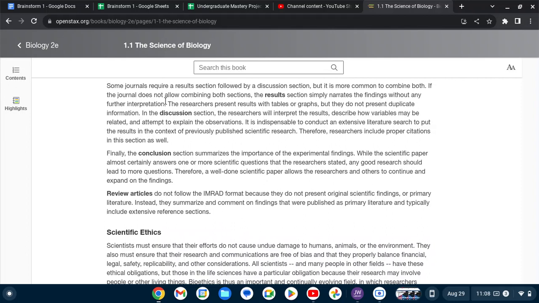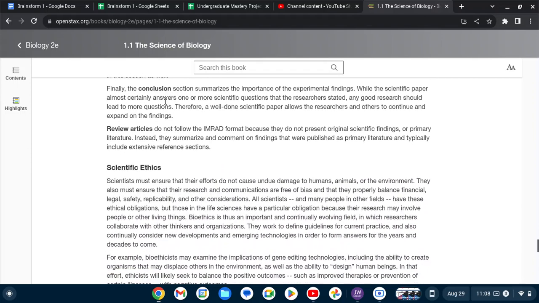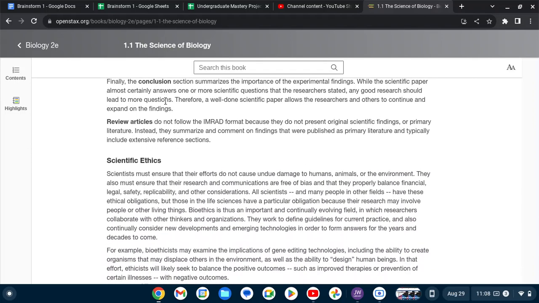In the discussion section, the researchers will interpret the results, describe how variables may be related, and attempt to explain the observations. It is indispensable to conduct an extensive literature search to put the results in the context of previously published scientific research. Therefore, researchers include proper citations in this section as well. Finally, the conclusion section summarizes the importance of the experimental findings.